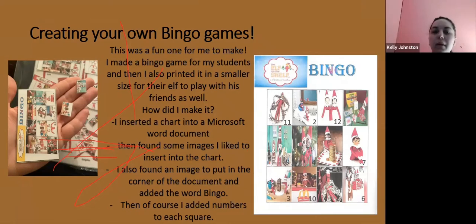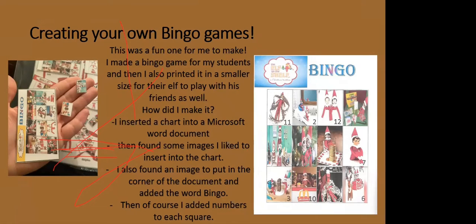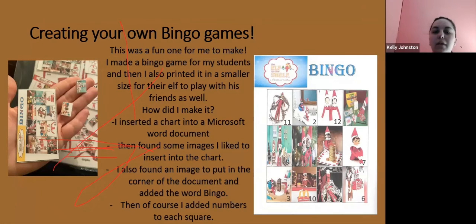So these bingo games are easy to make. So I inserted a chart into a Microsoft Word document. Then I found some images that I liked or that I wanted to use. So this one, like I said, it's Elf on the Shelf. So I found a bunch of images of the elf doing some fun things to insert. I sized them to the right size to go into the chart, and I added some numbers. You can add letters, you can add numbers, you can add shapes, you can add animals, whatever it is that you want to work on.